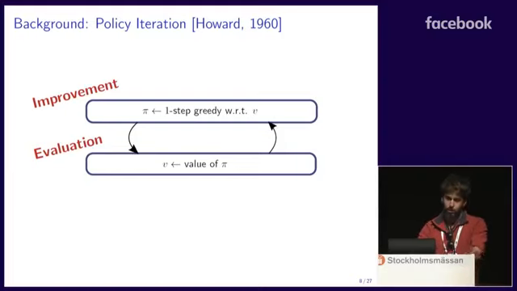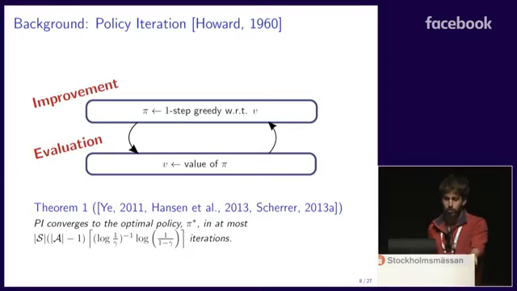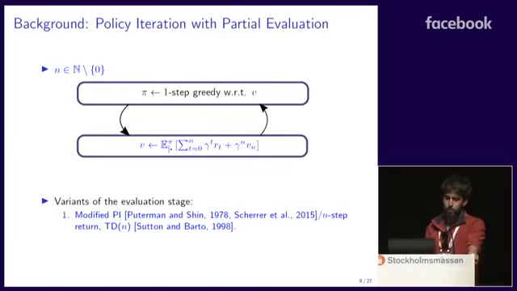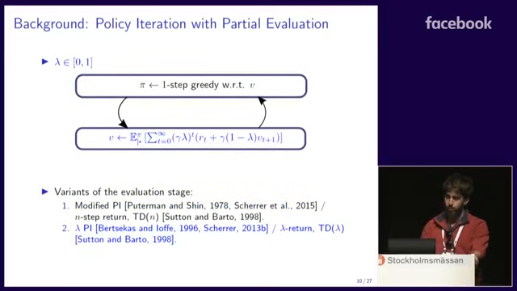A recent advancement in our understanding of this algorithm showed that this algorithm actually converges after a polynomial number of iterations, as you can see here. And moreover, a major downside of this algorithm is the fact that it can be quite costly to evaluate the value of the policy, pi, especially if the discount factor gamma tends to 1, right? So a lot of people also tried to relax the evaluation stage by using partial evaluation. For example, the modified policy iteration algorithm basically uses the n-step return, which is much easier than the full evaluation task. And the lambda policy iteration algorithm uses the lambda return.